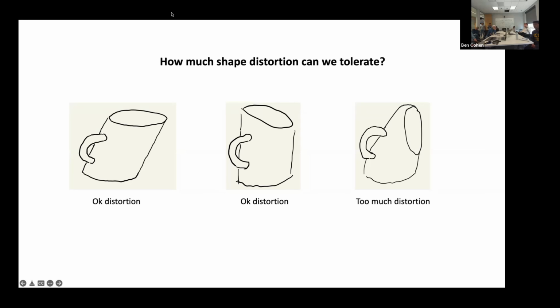Yeah, but I was thinking about how much distortion we can tolerate. So here are 3 examples. Oh, you put these up. I thought you didn't put them up. So for example, similar to what you said, if the rim is a little rotated, or if it's all tilted. But for example, the last one, if I rotate it this way, it doesn't feel like a cup anymore. It's more like a cartoon character. Maybe. The face, this could be a face.